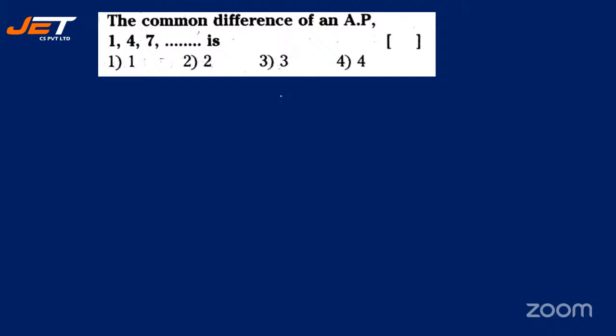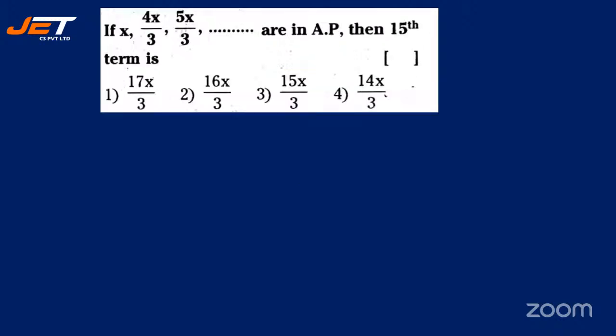The common difference of an arithmetic progression is, see here you have 1, 4, 7 and so on. In arithmetic progression, the common difference is T2 minus T1. This is T1, T2, T3 and so on. So what is T2? 4 minus T1 which is 1. So 4 minus 1 is 3. So your answer is option 3. Let's see the next question.